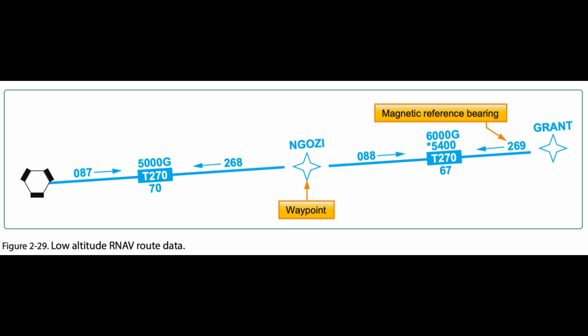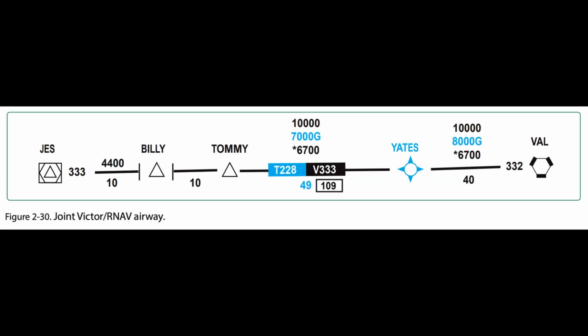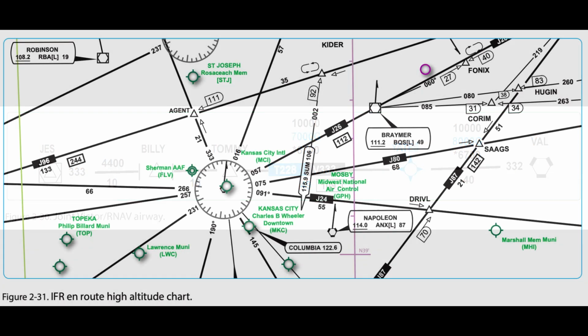All MEAs are identified with a G suffix. Figure 2.29. Joint Victor/RNAV routes are depicted using black for the Victor Airways and blue for the RNAV routes, and the identification boxes for each are shown adjacent to one another. Magnetic reference bearings are not shown. MEAs are stacked in pairs or in two separate columns, GNSS and Victor. On joint routes or Victor routes, RNAV specific information is printed in blue. Figure 2.30. End of page 2-16. IFR en route high altitude chart.